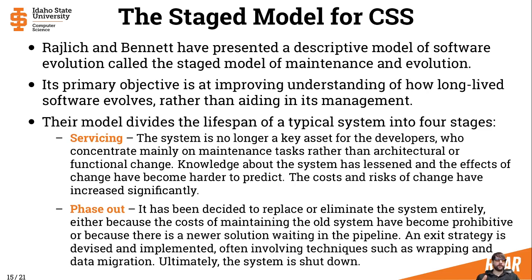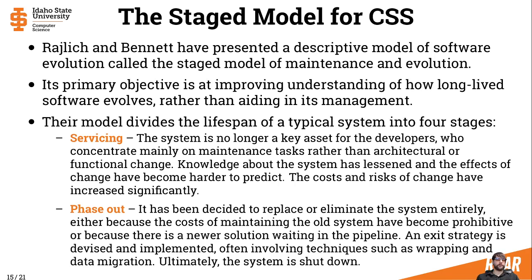And then finally, we hit phase out. At this point we've made a decision to replace or eliminate the system entirely, and we're just trying to figure out how we're going to deal with this. The reason we made that decision was that the cost of maintaining the old system is prohibitive. We're already in the middle of working on a new system to replace the old one, and we're just waiting to get it finished. And thus we've created an exit strategy.